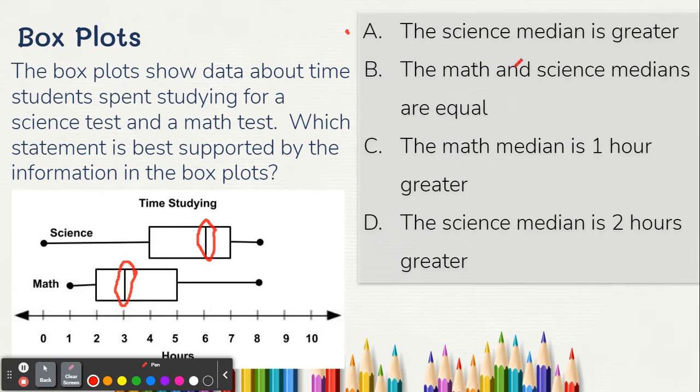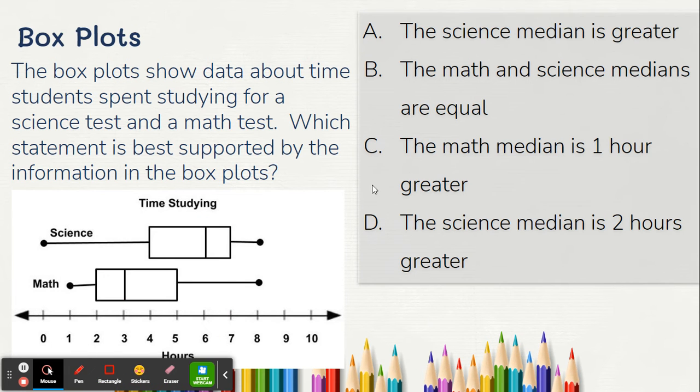Let's look again. The math and science medians are equal. They're not put together, so they're not equal. The math median is 1 hour greater. That's not true, because the math median is lower. The science median is 2 hours greater, and that's not true either, because they're between 6 and 3, so it would be 3 hours greater. So it's A. Okay.